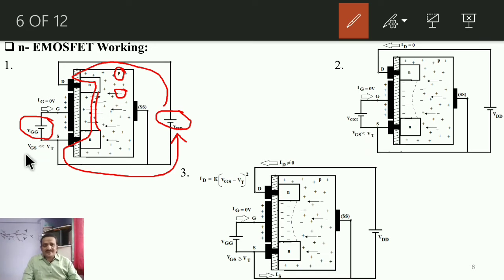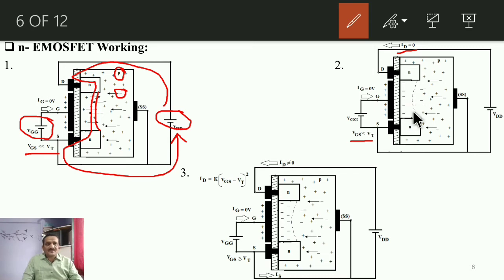And that's why here I mentioned if VGG is very small compared to VT, that means there will be no sufficient channel. The density of accumulated negative charge carriers within these two regions will not be sufficient to flow the current through it, is it? And that's why if that VGG is positive but very small compared to VT, there will be no flow of current through this device. Now switch to second case. Again, that VGG is smaller than VT, and that's why I mentioned here that ID will remain 0. No current will flow.